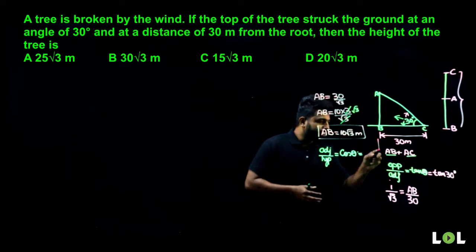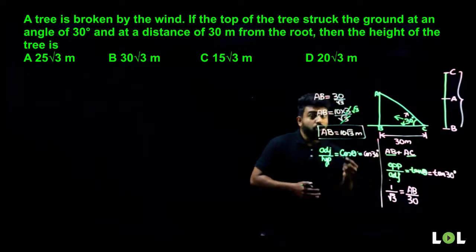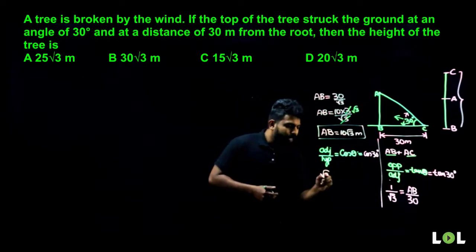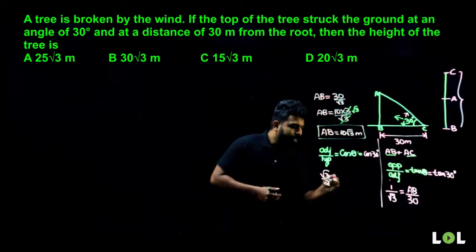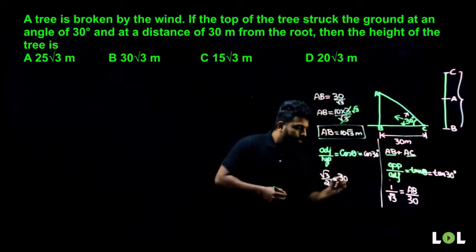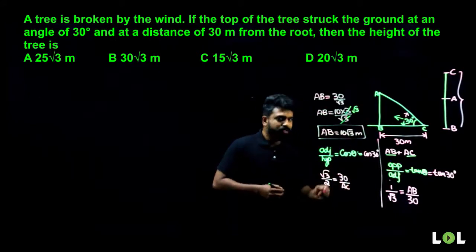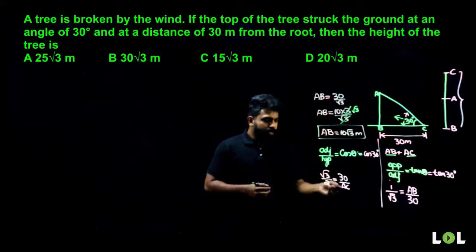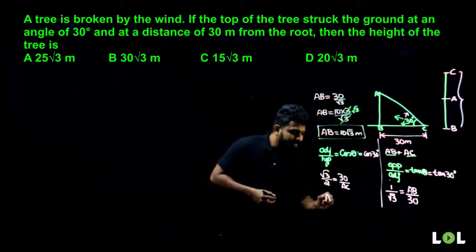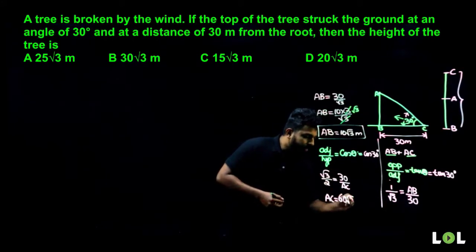So we have it as cos of 30 degrees. What is cos 30 degrees? Cos 30 is root 3 by 2. So we'll have root 3 by 2 equal to the adjacent side, which here is 30, divided by the hypotenuse. We don't know the value of the hypotenuse, so that is AC. Now, if we cross multiply, AC will be equal to 60 root 3.